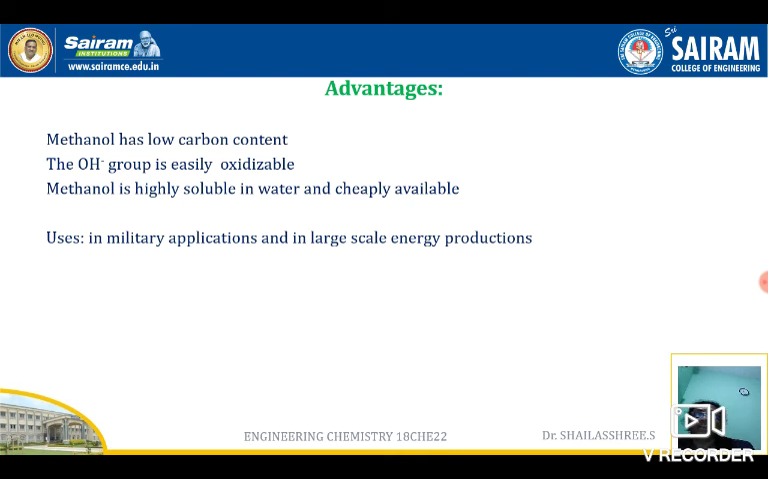And the uses are, it is used in military applications, and wherever large scale energy production is required, this methanol oxygen fuel cell is used.